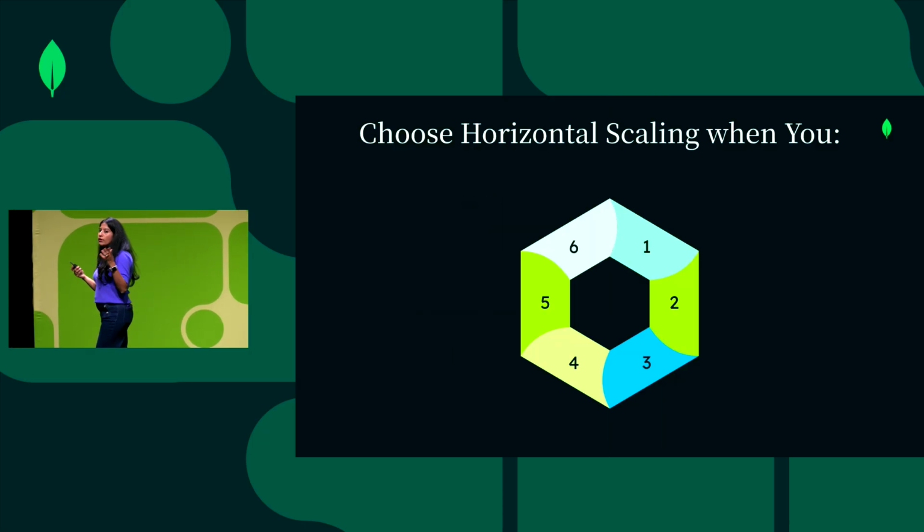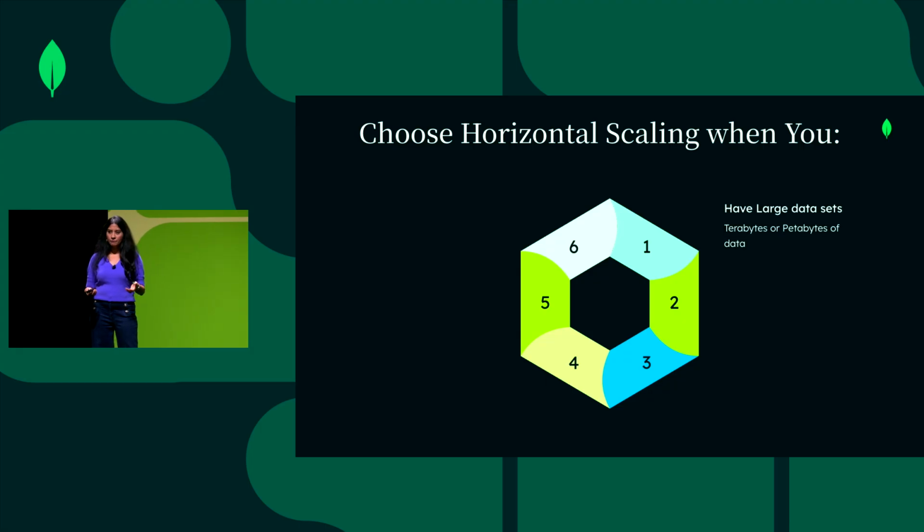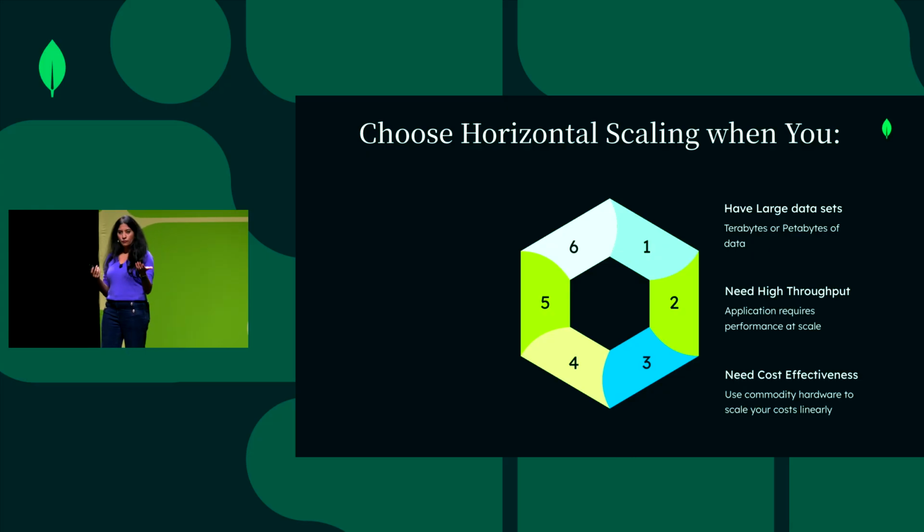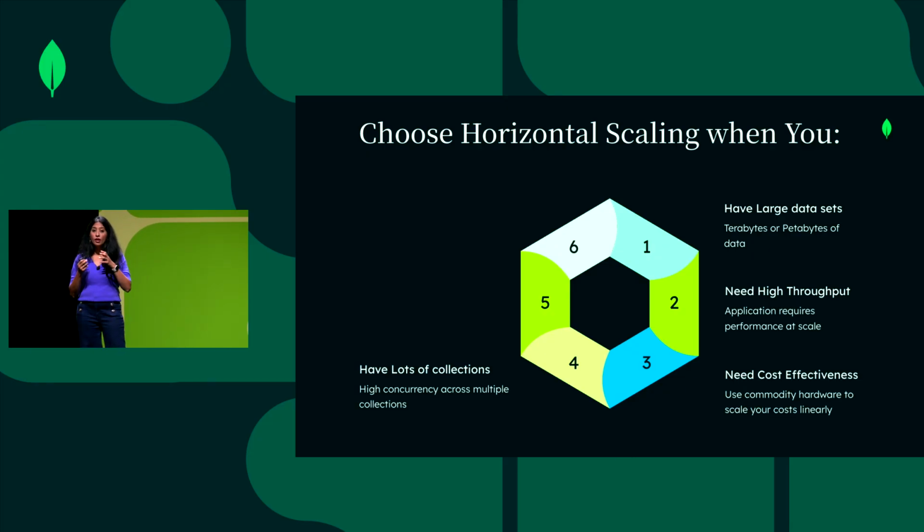So when do you choose horizontal scaling? You choose it when you run out of a single machine's data size. You choose it when you have an application that requires a lot of high performance. And of course, for cost effectiveness, when you have many collections that are highly concurrently accessed, you're better off isolating them so that you're not competing for the same resources. That's also another way to leverage horizontal scalability.